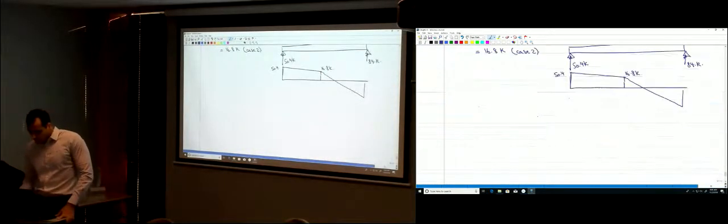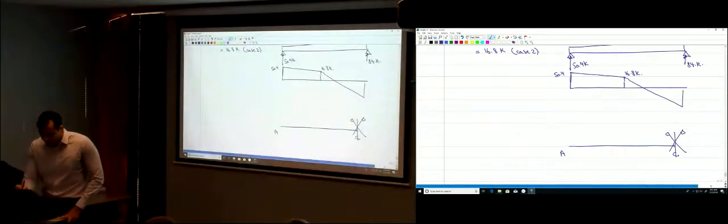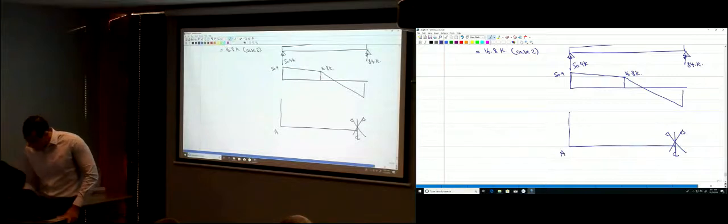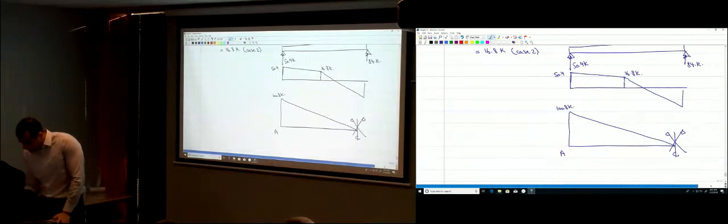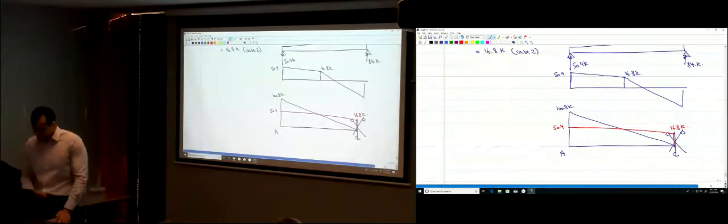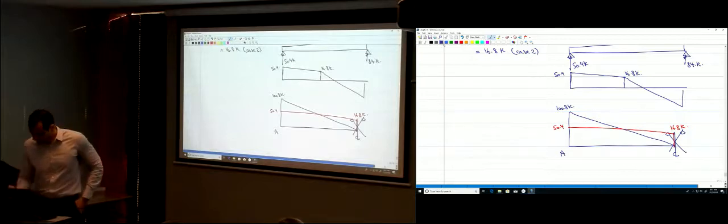So let's draw them all together, just from point A to point C. This is the center of the beam here, not the entire beam. Case 1 looks like this. 100.8 K. Case 2 looks like this. 50.4 and 16.8 K here. Okay? This is case 1 and case 2.